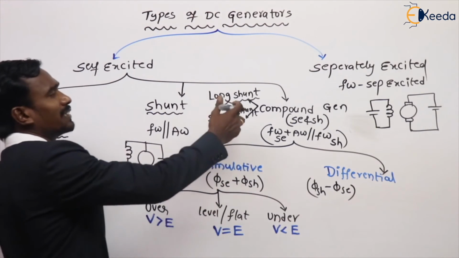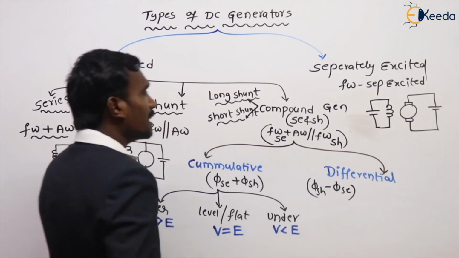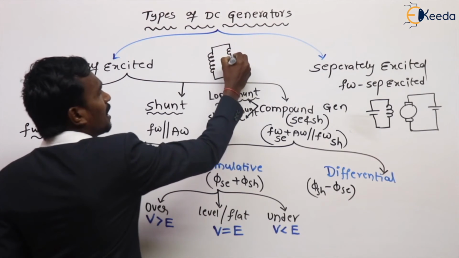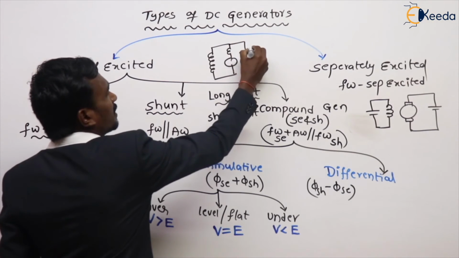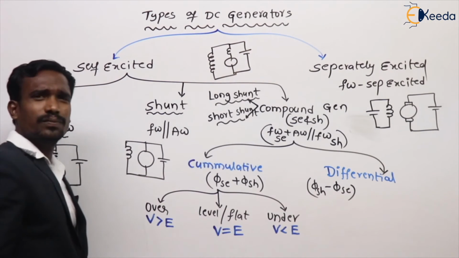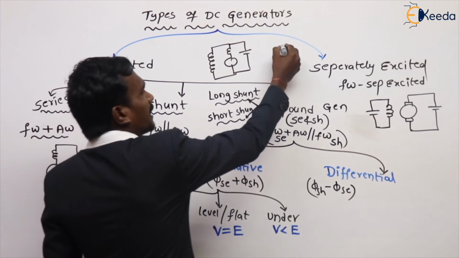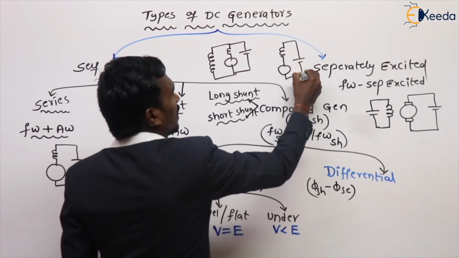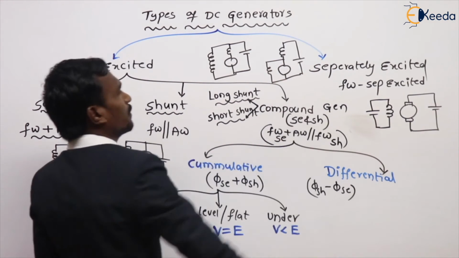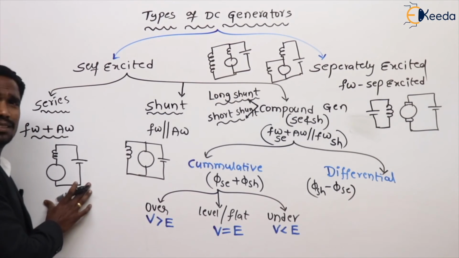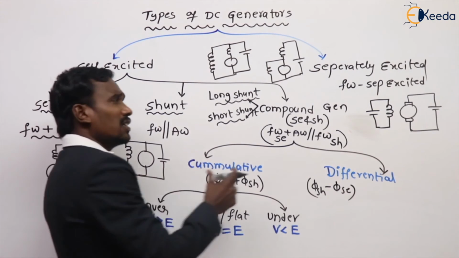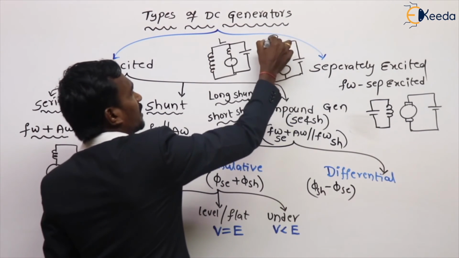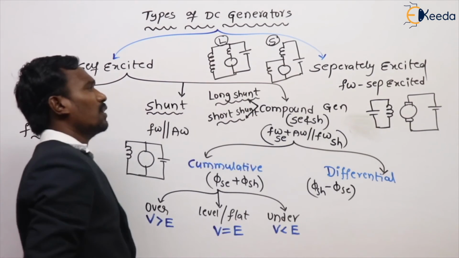Other than this, we have long shunt and short shunt. What is a long shunt? Generally, the shunt winding is like this and the series and armature are like this. This is called long shunt. What is short shunt? Very simple. Here, the armature is like this and the shunt is only parallel to the armature. This is series, shunt, separately excited, long shunt and short shunt. These are the different types of DC generators.